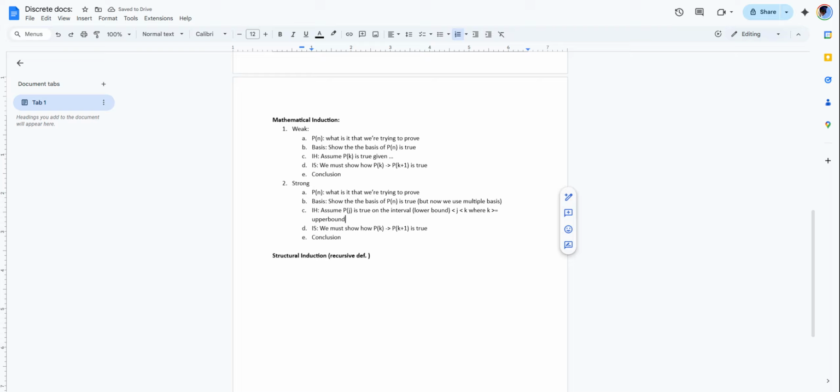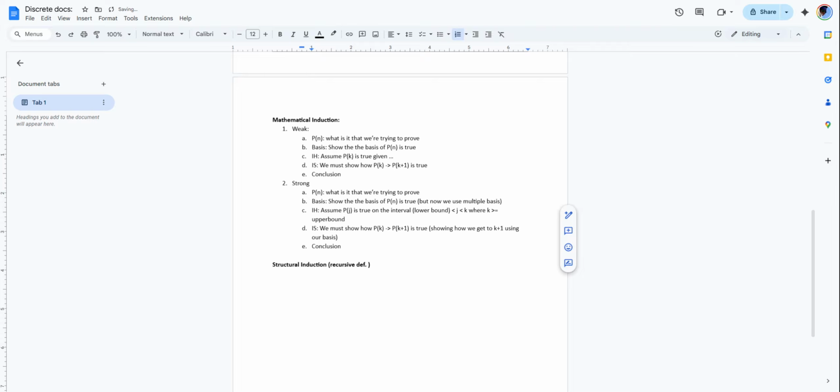And so what this means is your lower bound is what you find in your basis. So what's the lowest thing you can show? And then k is greater than or equal to your upper bound, which is whatever you find also in your basis, the last thing you show in your basis. And then now your IS is really similar still, where we must show pk leads to pk plus 1 is true. And this is done by showing how we get to k plus 1 using our basis.